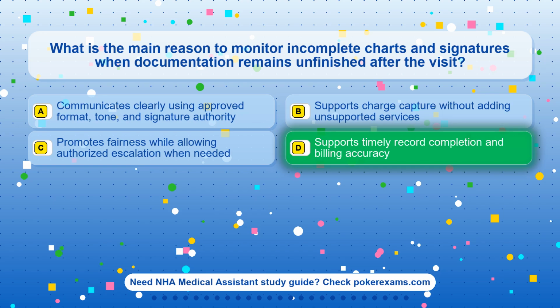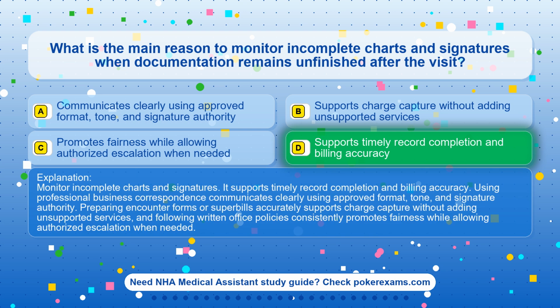The correct answer is option D, supports timely record completion and billing accuracy. Monitor incomplete charts and signatures. It supports timely record completion and billing accuracy. Using professional business correspondence communicates clearly using approved format, tone, and signature authority. Preparing encounter forms or superbills accurately supports charge capture without adding unsupported services, and following written office policies consistently promotes fairness while allowing authorized escalation when needed.